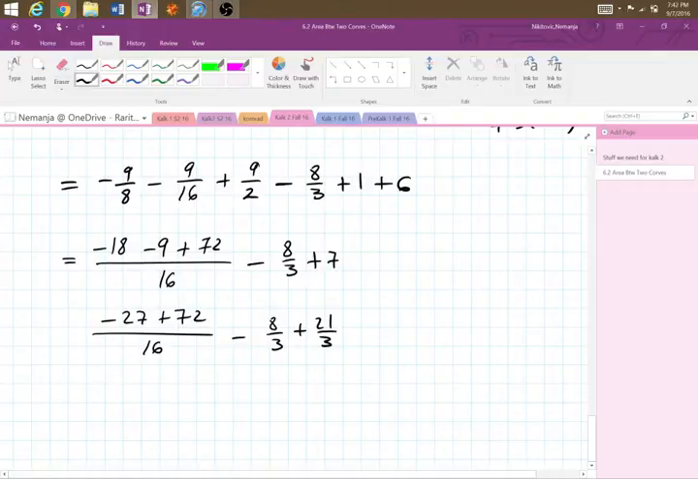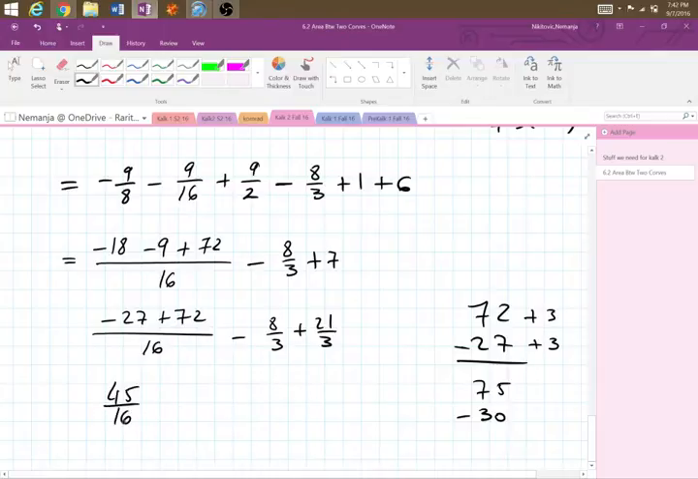All right. So, guys, 72 minus 27 without the calculator. This is like a long lost art. What I'm going to do here is I'm going to add 3 to both of these numbers, because I want to make the one on the bottom to be 30. And then this one is 75, and now it's clear it's 45. So we have a 45 over 16. I know it's magic, right?